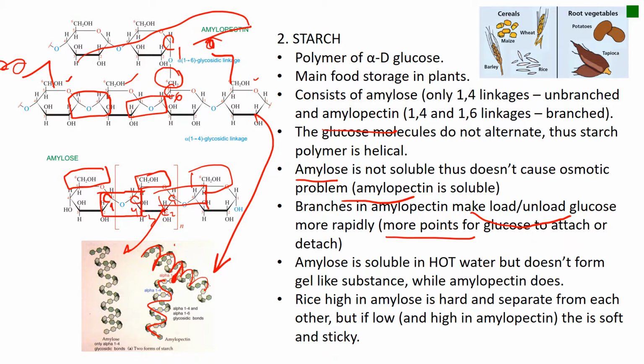And then the next one: amylose is soluble in hot water but does not form a gel-like substance, right? Like regular rice. Regular rice just becomes cooked, but it is not sticky. While sticky rice, like amylopectin, in hot water becomes a gel-like substance. And that's why, as I said before, rice which is high in amylose is hard and separate from each other. But if the amylose is low and the amylopectin is high, it tends to be soft and sticky.